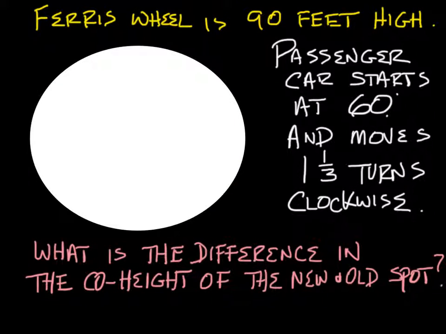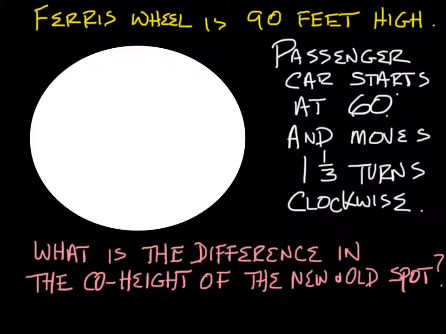A high point from Lesson 2 is this. A Ferris wheel is 90 feet high. A passenger car starts at 60 degrees and moves 1 1/3 turns clockwise. So if we're going to go clockwise, then we're going in the opposite direction of what a Ferris wheel usually goes. What is the difference in the co-height of the new and the old spot?